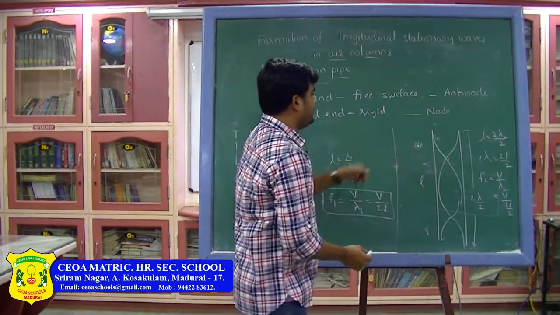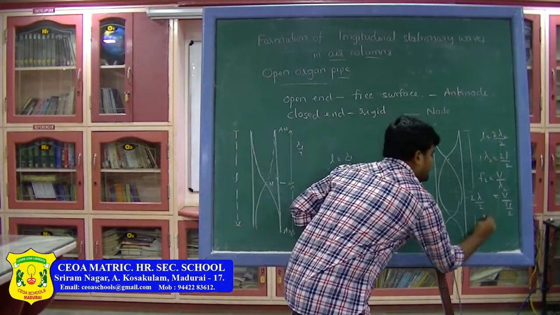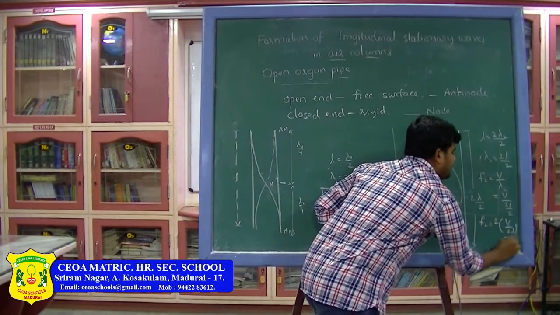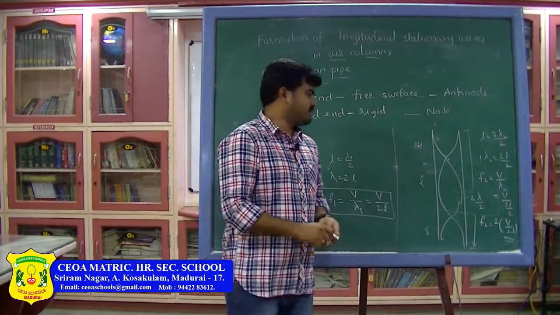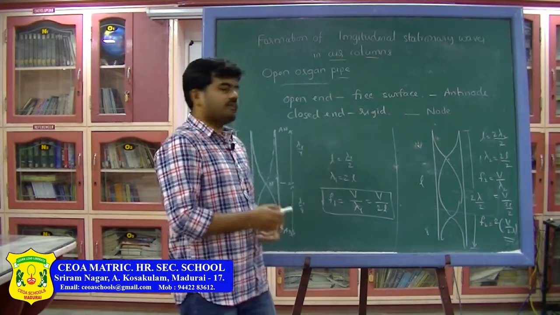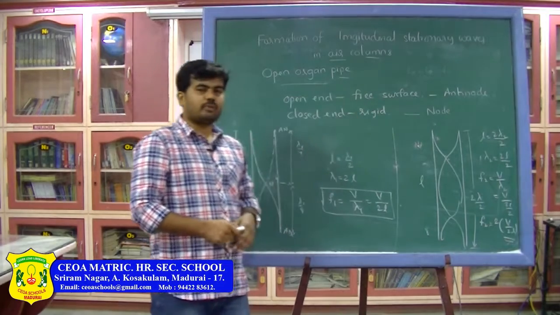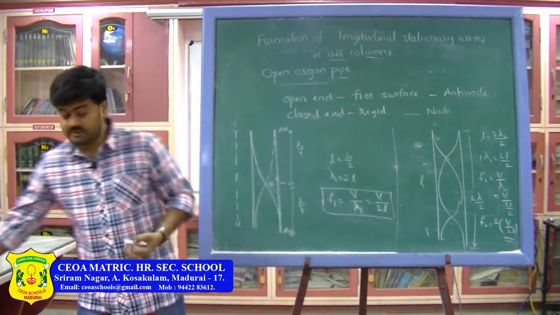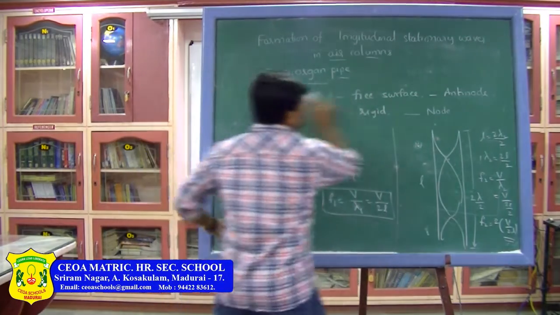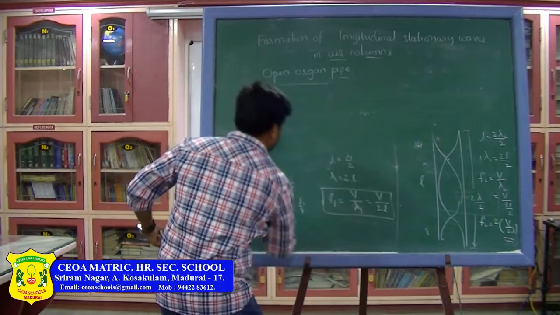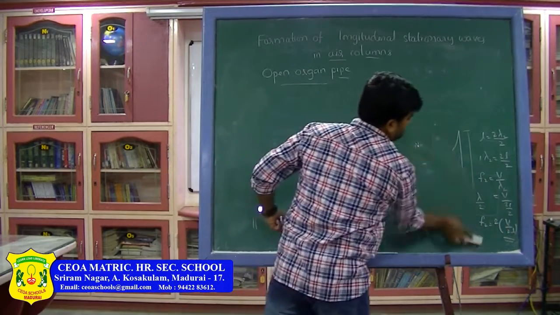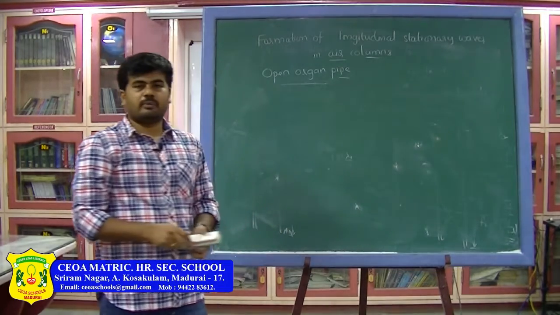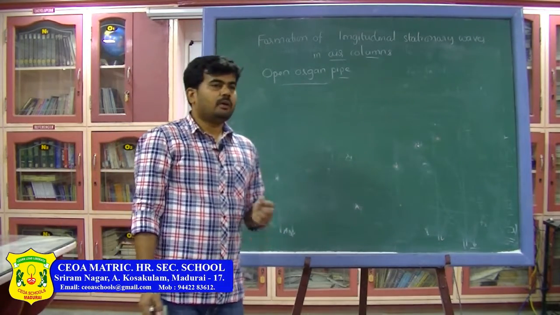Therefore, the second frequency, so I will write here, F2 is equal to 2 into V by 2L, and that is the second frequency, that is 2 times the first frequency. Similarly, if you see the third mode of vibration, fourth and fifth and so on, you will get harmonic frequencies. So the frequencies of vibration of air column in an open pipe are harmonics.